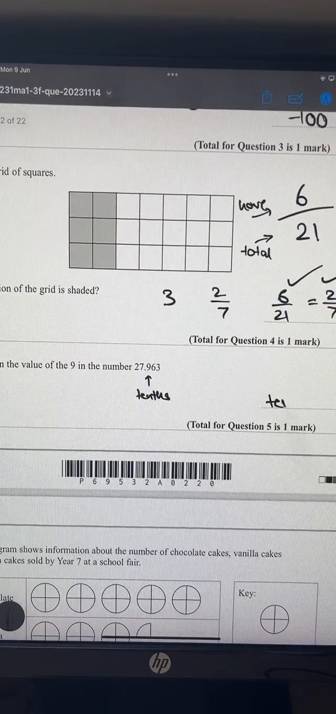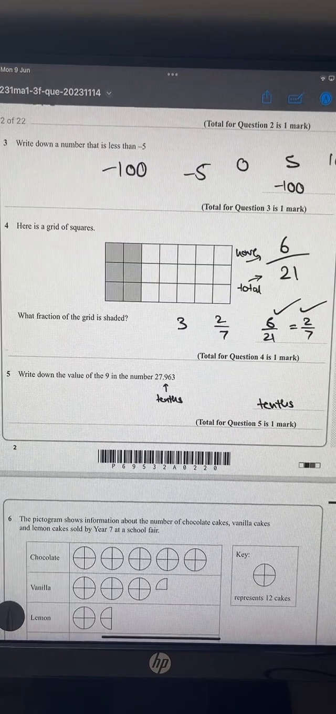The 9 is the tenths column, right? The next one would be hundredths, the 6, and the next one would be thousandths. I'm trying to emphasize the "th". After the decimal, you put a "th", and you forget there's no "oneths". That's a weird word. Forget that. It doesn't exist. All right, so the 9 would be tenths. You could also put 9 out of 10 because that's 9 tenths.